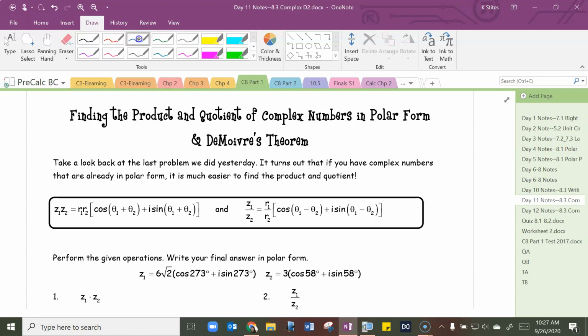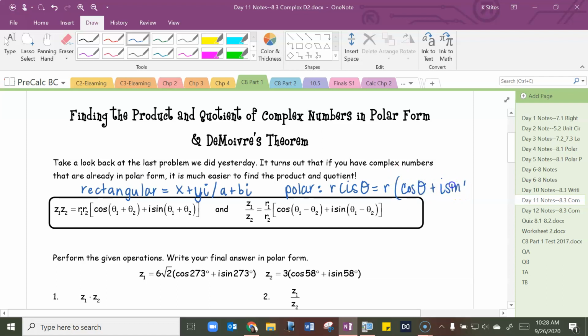So let's just do a quick recap of what rectangular versus polar form looks like when we are dealing with complex numbers. Rectangular form, that's your x plus yi, or you might have seen it as a plus bi. Whereas complex polar, this is where we have our r cis theta, which stands for r times cosine theta plus i sine theta. Personally, I prefer this notation because it is faster to write.